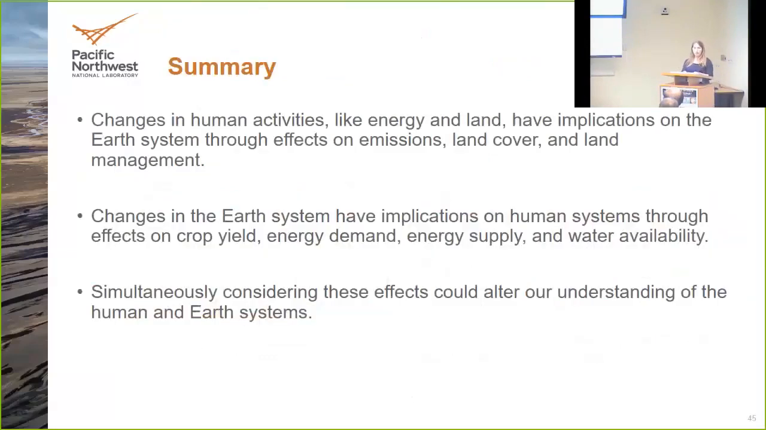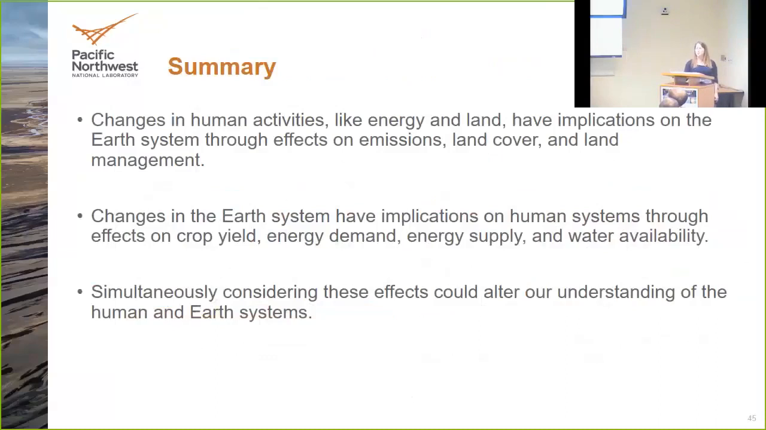And so just to wrap up, and I think we are close to back on time, so we'll have time for discussion. What I've been looking at is changes in human activity, like energy and land, and their implications on the Earth system. These are through changes in emissions, land cover, and land management. And when I showed you this study, I showed you a very large number of scenarios, because a lot of this is really uncertain.